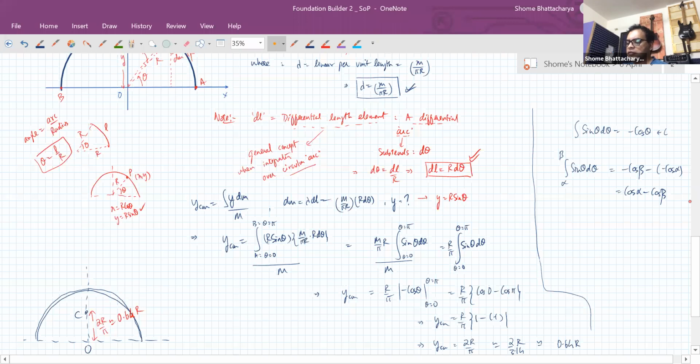Yes, sir. So, sir, overall, to find out the center of mass, you have used both that midpoint as well as that integration formula, is it?